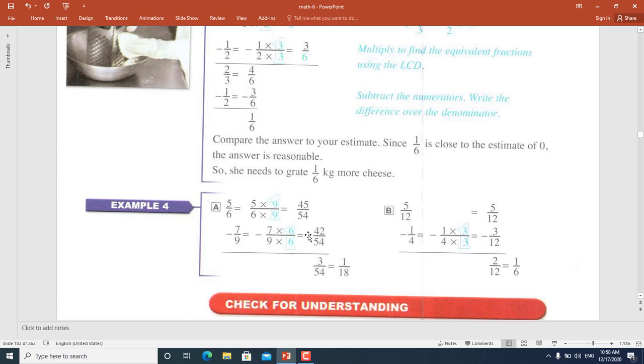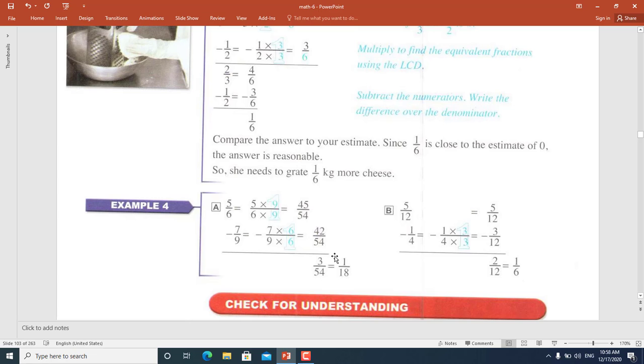Now we subtract these two fractions. We just subtract the numerators. 45 minus 42 is 3, and we keep 54. We get 3 over 54. 3 over 54 is not the simplest fraction because there is a common factor between them. You can divide 3 and 54 by 3. 3 divided by 3 is 1, and 54 divided by 3 is 18.